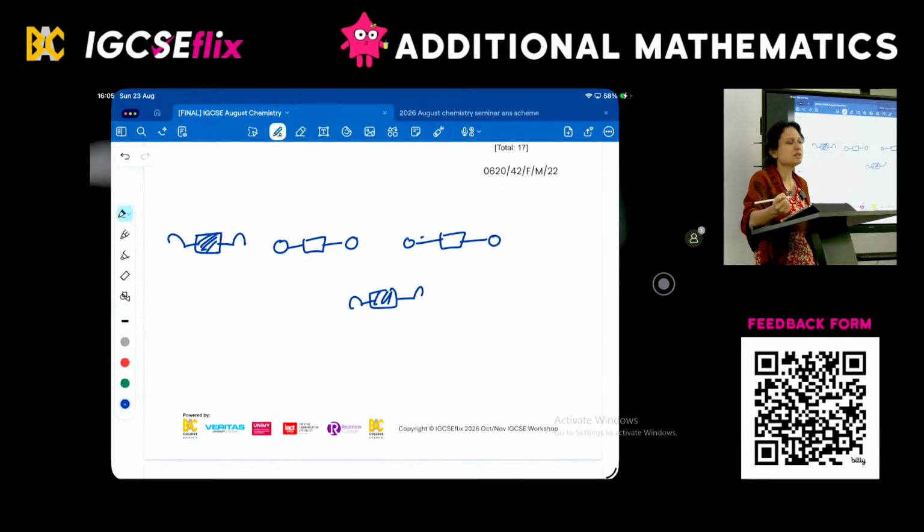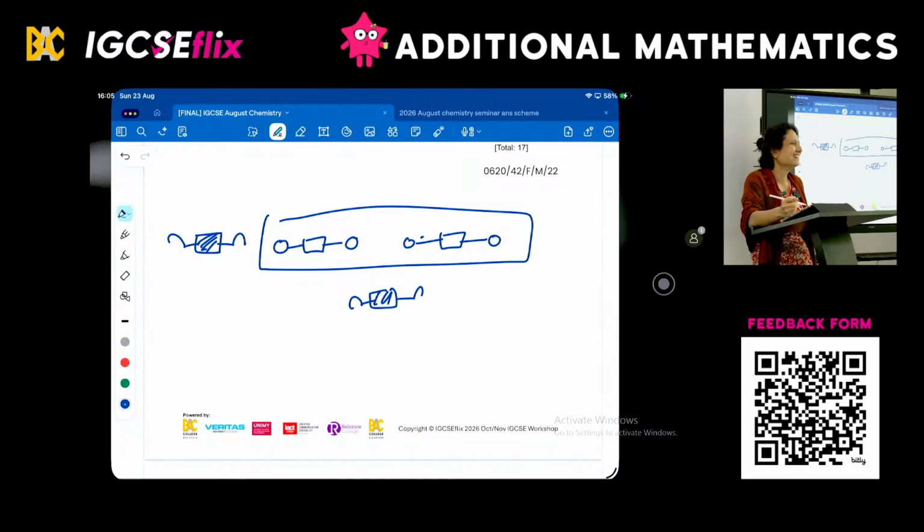If the child wants to do this, how are they going to join it together? If the child joins ring with ring, cannot join, right? Cannot. So what must the child do? Hook and ring, like that. Hook and ring like this, okay?